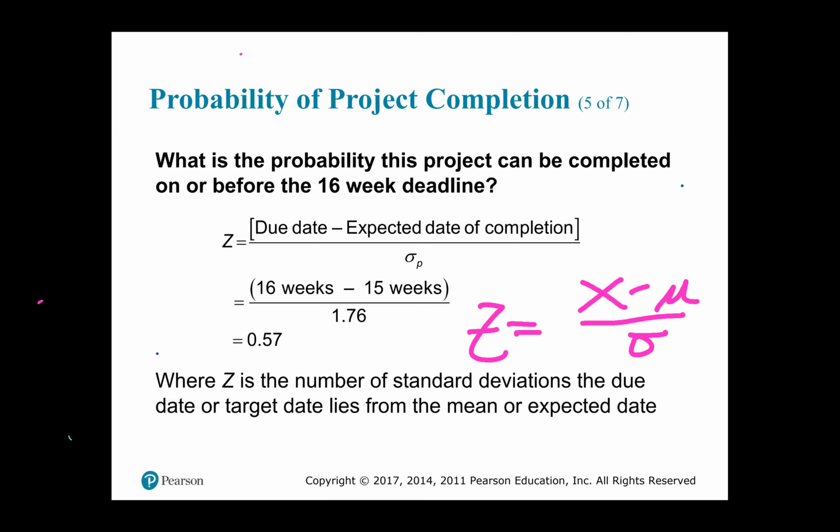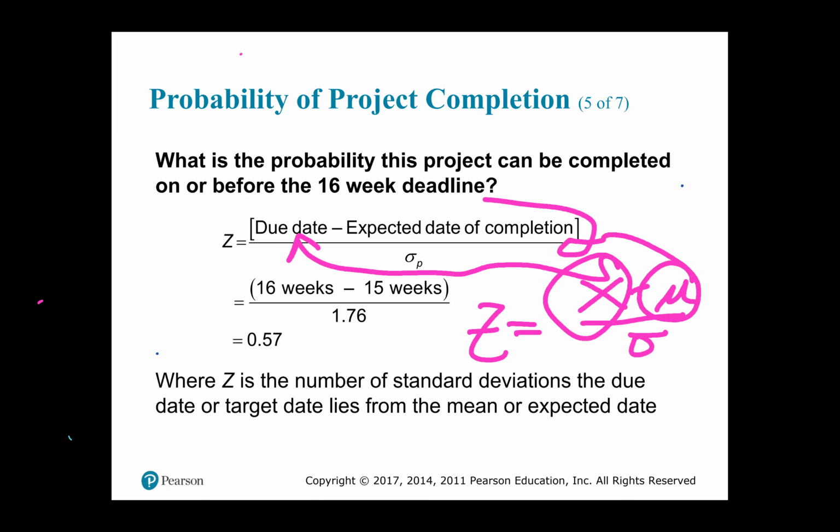So the due date would be the requested date, right? And that would be here, the due date. And the expected date would be the one you would have calculated on the network, right? And the sigma p, that's the standard deviation, you would have found from finding the variance and square rooting the variance. Good. All right. So let me erase that so you can see it clearer.